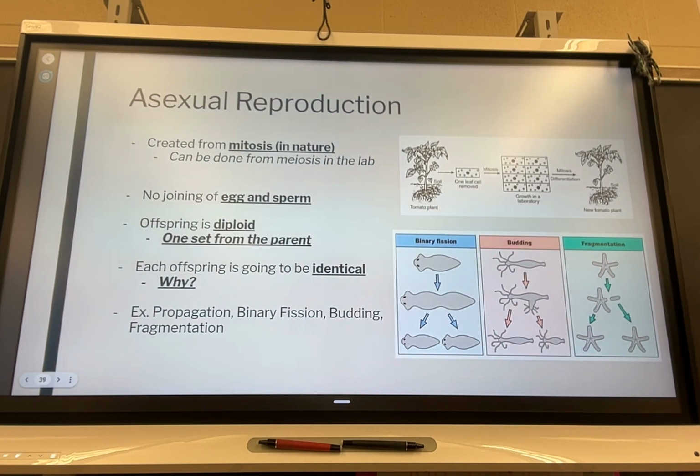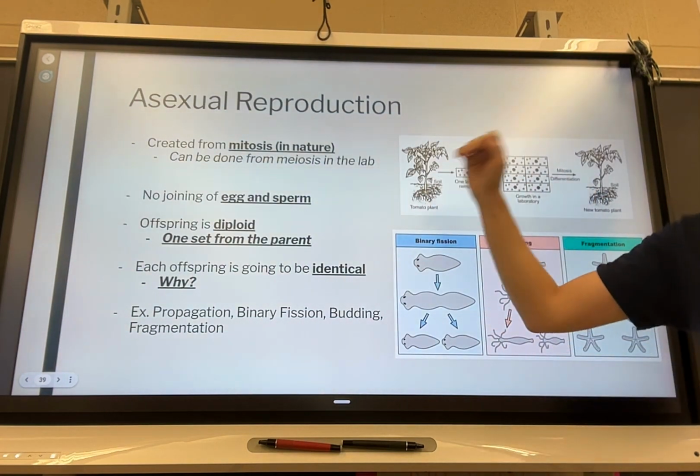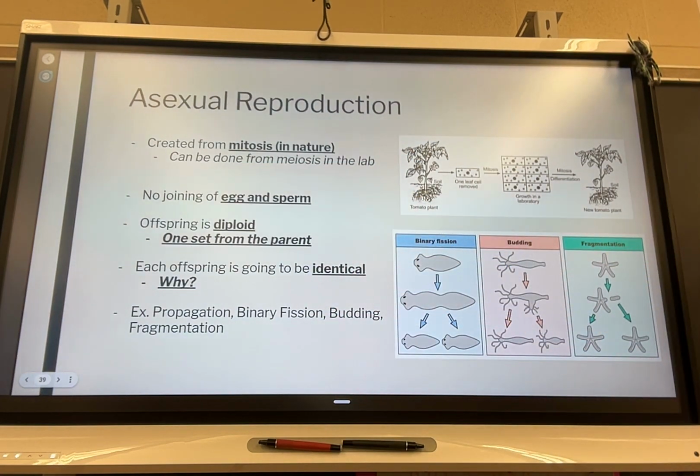There's no crossing over, there's no law of segregation, so there is no way for these guys to get new genes in. That's why bacteria has to evolve over time to get new genes.